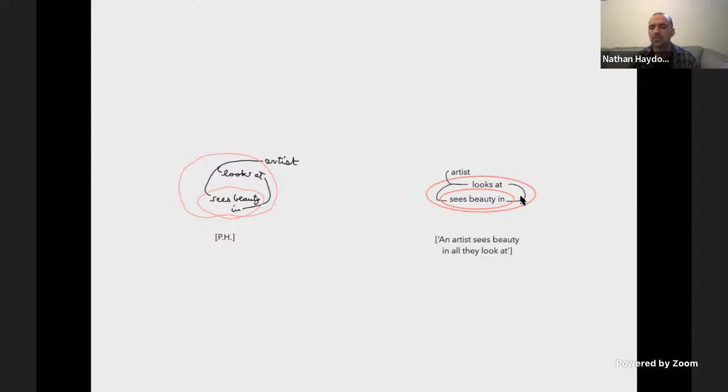I see. So it's again the sameness of the object here, the sameness of the variable. Just to say it in my words, if that second wire, the wire on the right, was not there, the statement would be the artist looks at some things and sees beauty in some things. Whereas putting that extra connection says that whatever the artist looks at is also what they see beauty in. Yes, that's right. Okay.